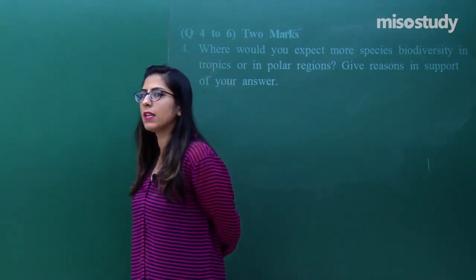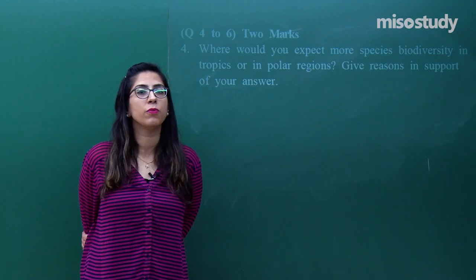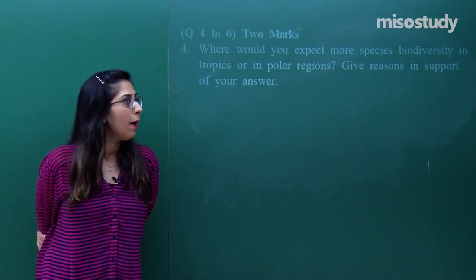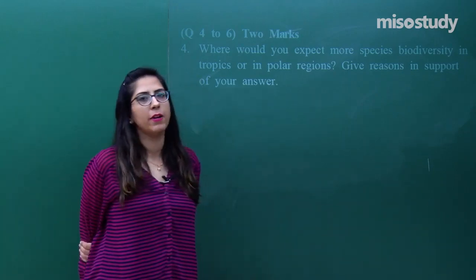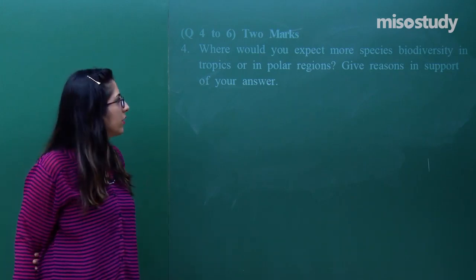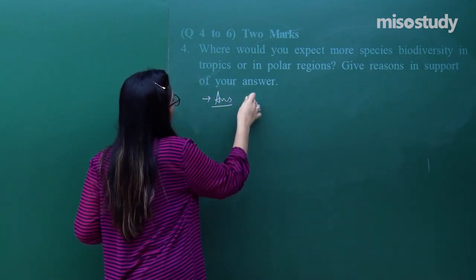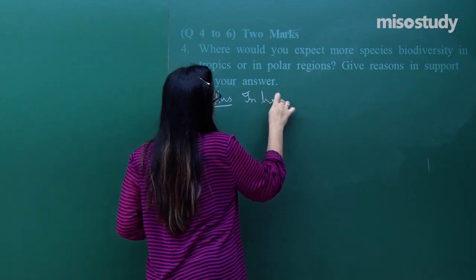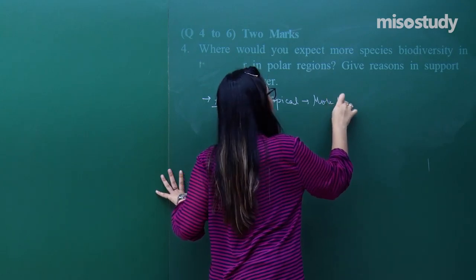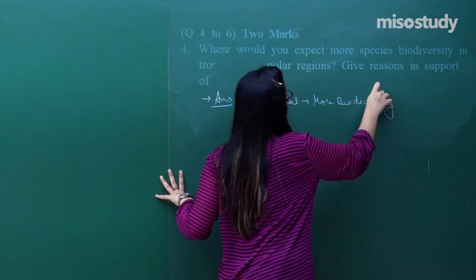But still I will not say that not even a single organism will be there. Definitely living organisms will be there, plants will also be there. But when we talk about species, biodiversity will be more in a tropical region than in a polar region, right? So the answer is: in the tropical region there will be more biodiversity. This is the first part. If you write this, you will get 1 mark.